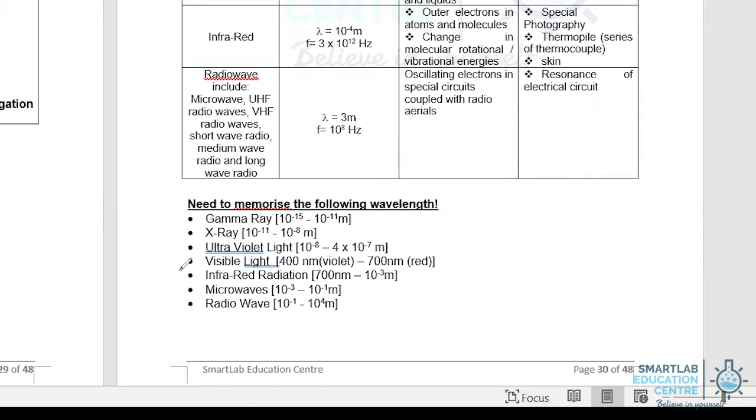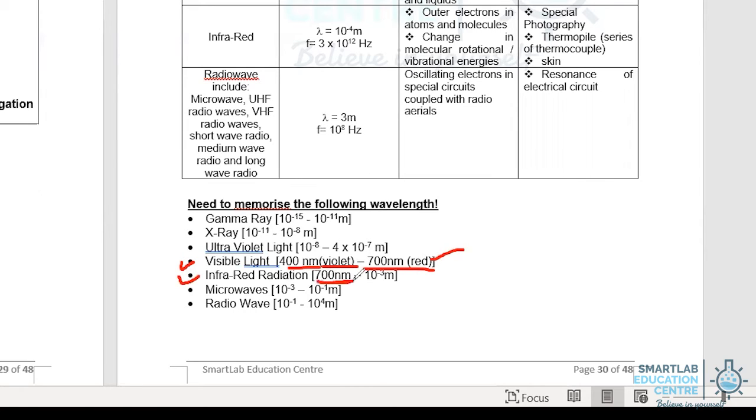Finally, you need to have an idea of the wavelength of the 7 types of electromagnetic waves. Let us start off with the visible light. The visible light is between 400 nanometers to 700 nanometers. And 700 nanometers is associated with red and 400 nanometers violet. For wavelengths longer than 700 nanometers, you will go into the infrared radiation band.